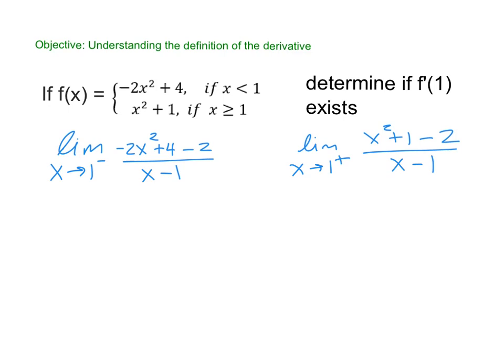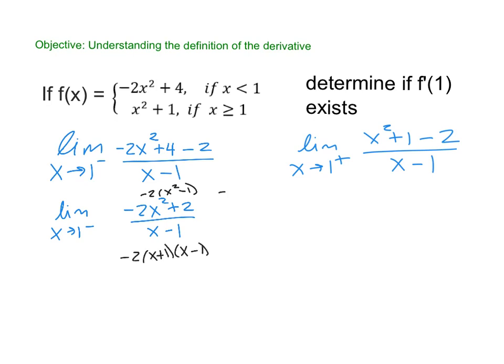So let's see if we get the same answer. So the limit, x approaches 1 from the left, negative 2x squared plus 2. All right, so I have to factor out that 2, negative 2, x squared minus 1. So that's negative 2, x plus 1, x minus 1, all over x minus 1. And then we can plug in 1 and we get negative 4.